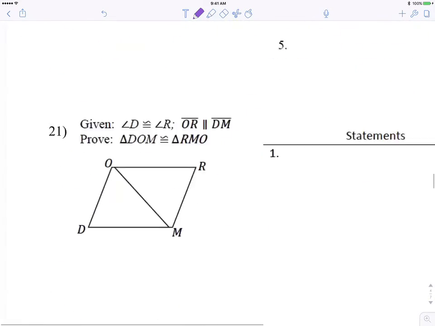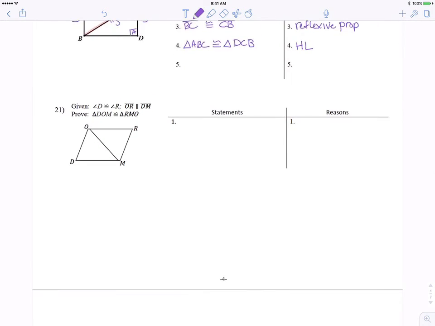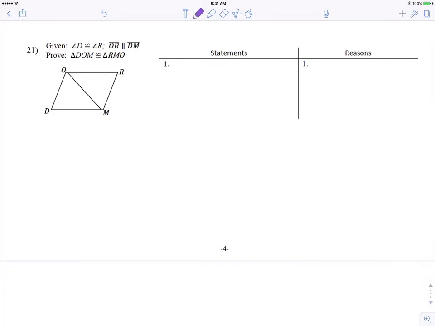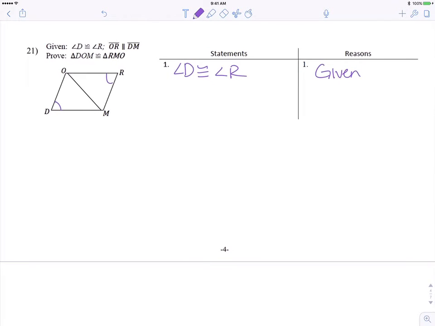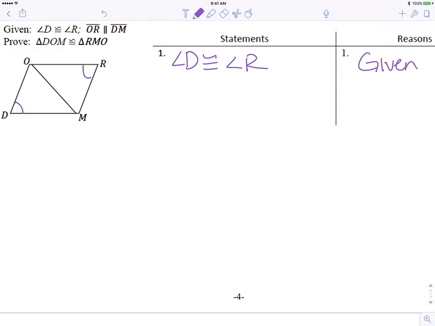All right, next proof. 21. All right, so we have angle D is congruent to angle R. That's given to us. And we can add that into the picture, pair of angles.